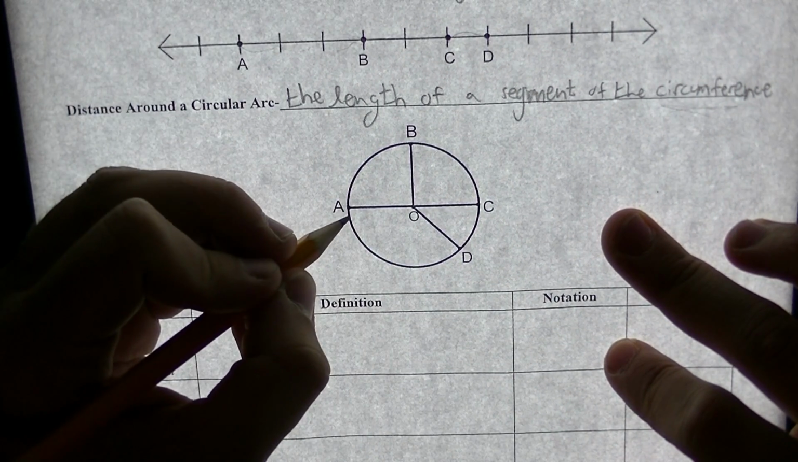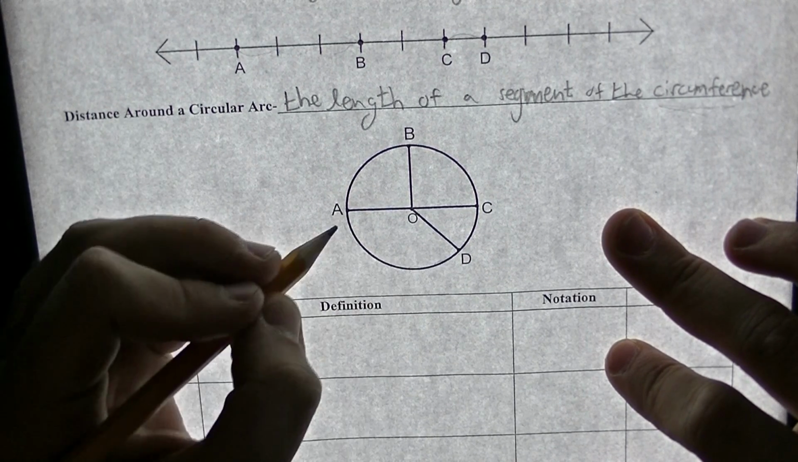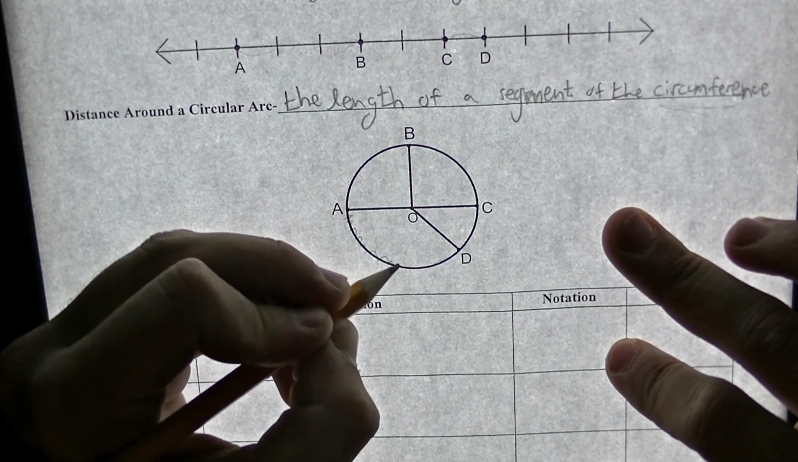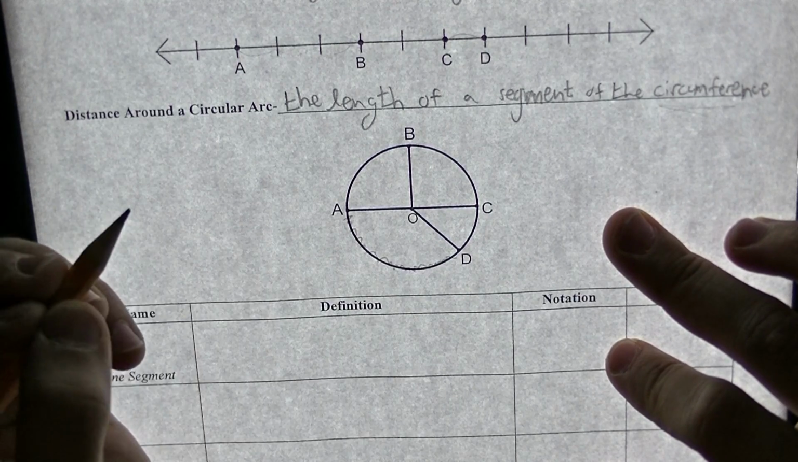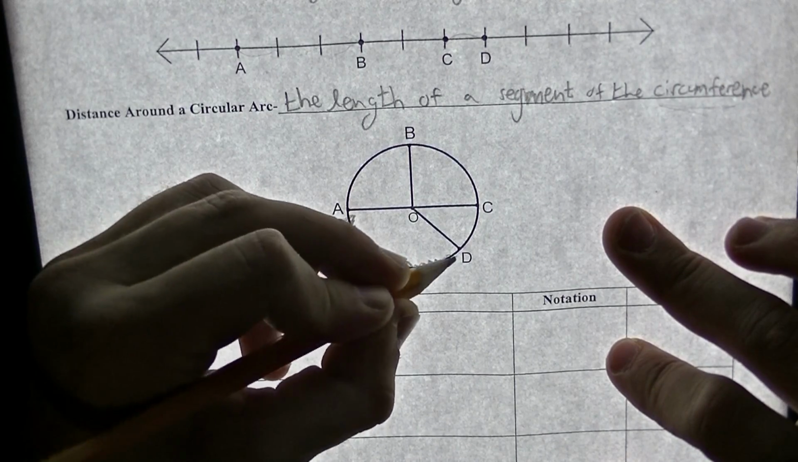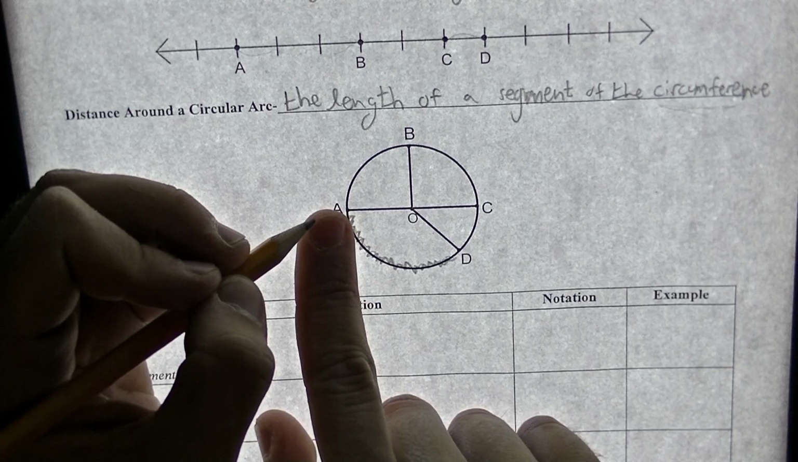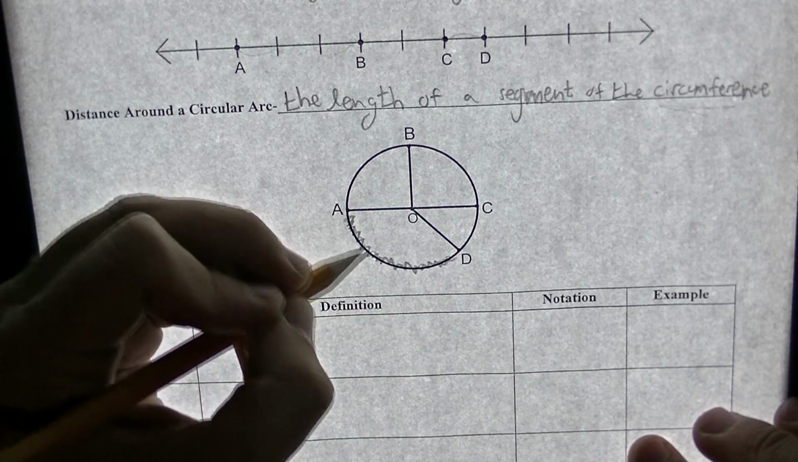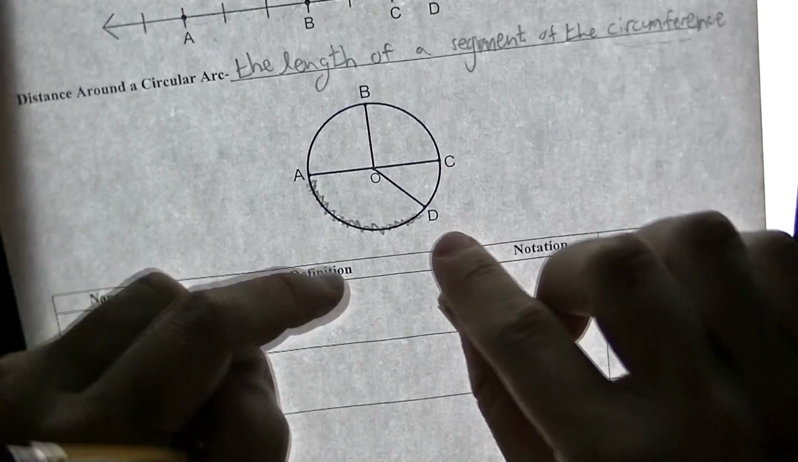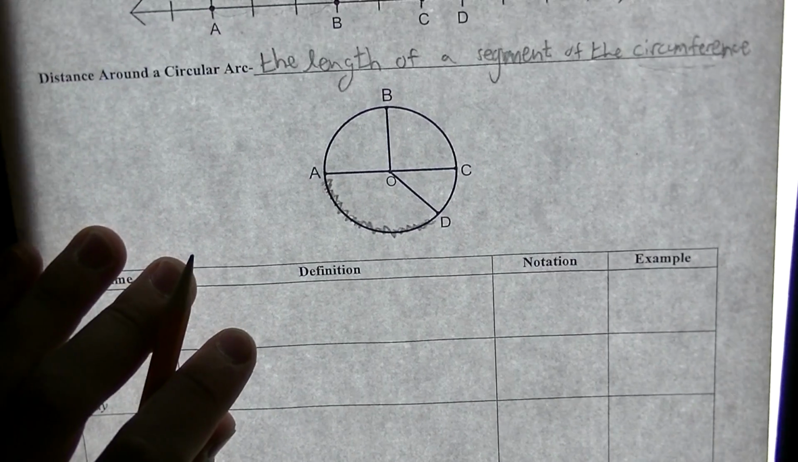So maybe I want to find the distance around the circle from A to D. Well, I take this line over here, that I'll color in a little more dark so you can see the distance from A to D, and I would just take this segment of the circumference, this part of the outside of the circle, and I just unfold it so it was flat to be able to find that length.